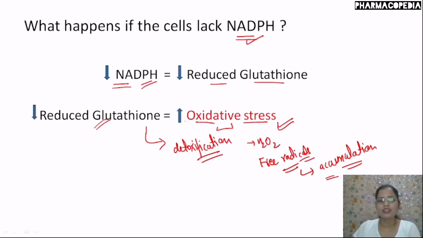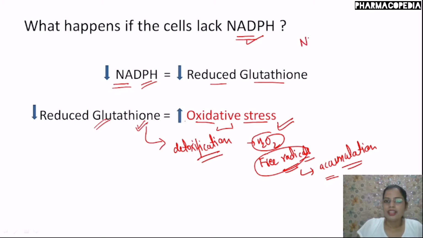So that's why this reduced glutathione is very important in order to clear up the hydrogen peroxide and the free radicals in the body. Yes, dear students, this NADPH is of great significance and that's why the HMP shunt plays a very important key role. This HMP shunt is very important from the competitive aspect. Yes, so I hope that this is clear to you guys.